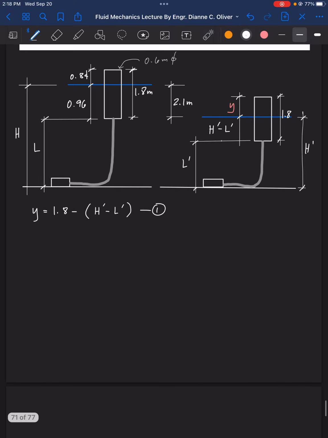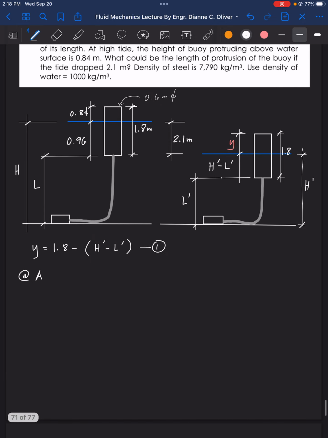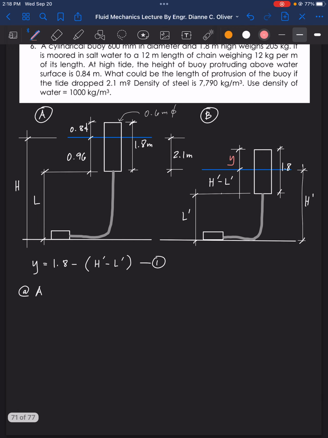Now let's solve for situation A. At A, the first situation, let's name this situation A, and this is situation B. High tide at A. So what can we see here? What are the forces that are present? These are the weight, same weight. Weight 1.